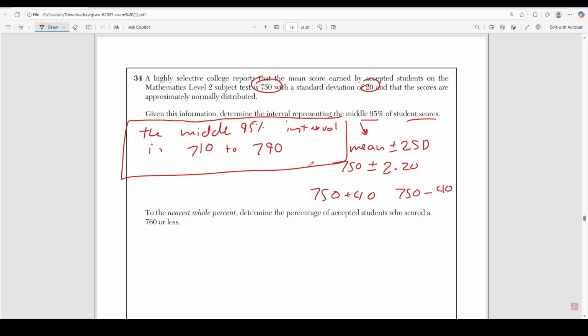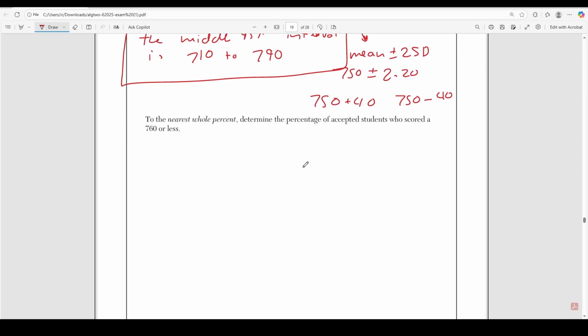So it's pretty easy. Now the second part says, to the nearest whole percent, determine the percentage of accepted students who scored 760 or less. Whenever you want to determine the percentage of someone who scored more or less, or the percentage of a certain outcome, and you're given the mean and the standard deviation, you're going to use your calculator, right? Essentially, you're going to consider the normal distribution curve. We know that this curve is always centered around the mean, which is 750.